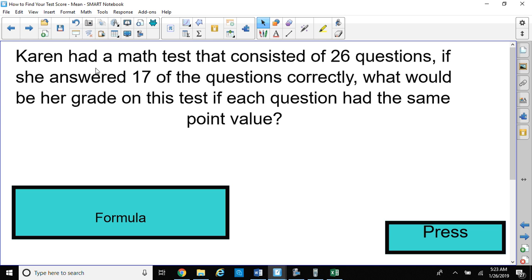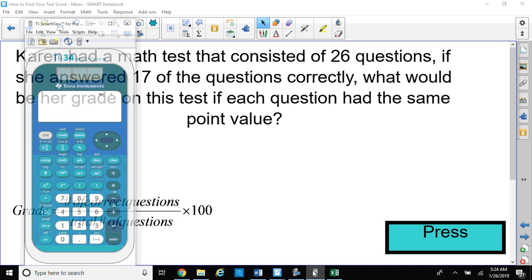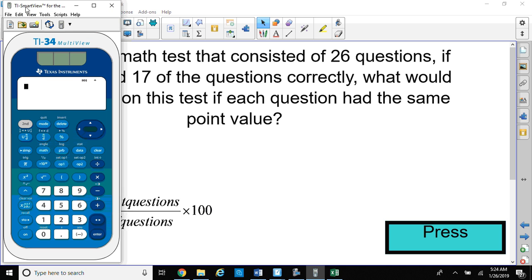So, Karen had a math test that consisted of 26 questions. If she answered 17 of the questions correctly, what would be her grade on this test if each question had the same point value? So the first thing I'm going to walk you through is using our calculator. So when I get my calculator out, there's a formula I type in it. It is the number correct divided by the total number of questions, and I multiply that by 100, and I get my grade. So let's get the calculator.